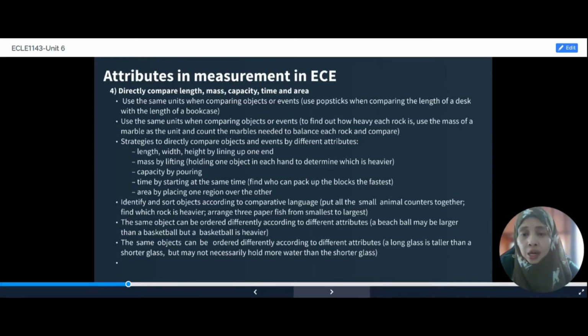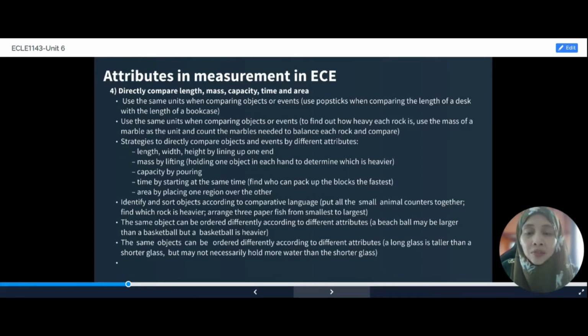Okay. Strategies to directly compare object and events by different attributes. Kena susun, kalau untuk tinggi kita kena susun height by lining up one end, mass kena angkat, capacity by pouring, time by starting at the same time, area by placing one region over the other. Okay, so yang ini cara ataupun strategi untuk kita mengajar kepada kanak-kanak bagaimana cara pengukuran yang betul. Tak adalah dia nak buat ukur tinggi tapi dia pegang macam ni, kan?